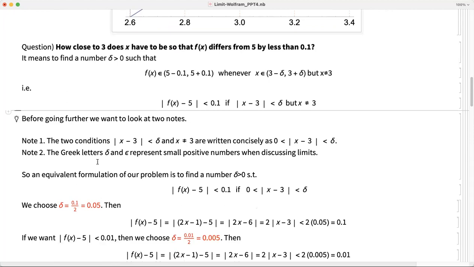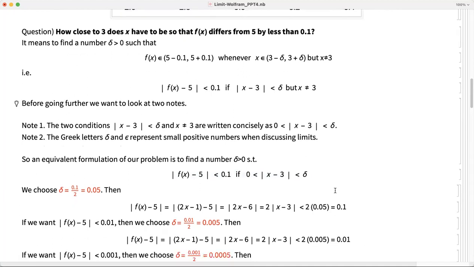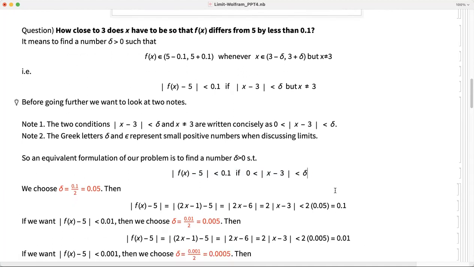All right, so now an equivalent formulation of our problem is to find the number delta such that this holds, right? I'm sure you are now familiar with this, so please get the hang of this expression. Now what if we choose delta as 0.1 over 2? Where does the 0.1 come from? 0.1 is the specific value of epsilon. So we divide that specific value of epsilon by 2, and we get 0.05.